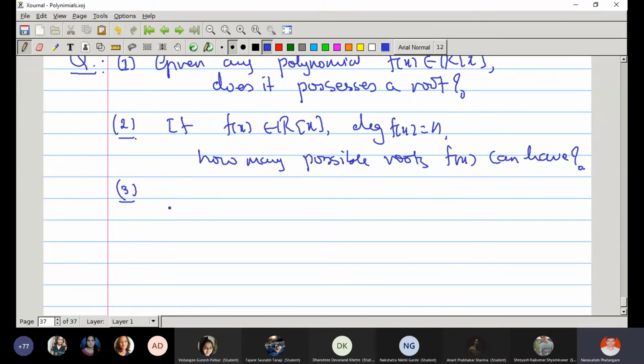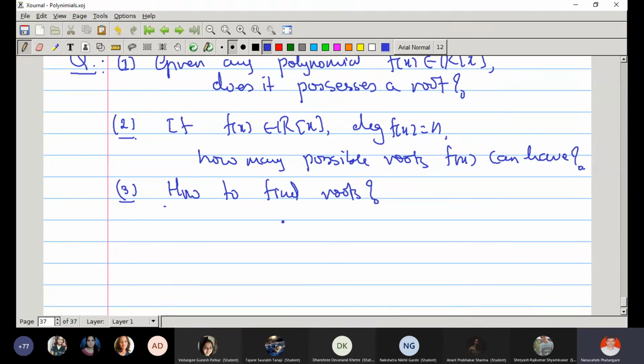Now, what could be the natural question you can think about? Given any polynomial, does it possess a root? Does every polynomial have a root? Given a polynomial, how many roots can you have at most? What could be the questions you can raise for polynomials and roots of polynomials? How to find roots?